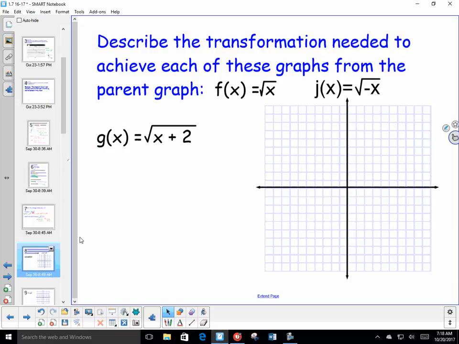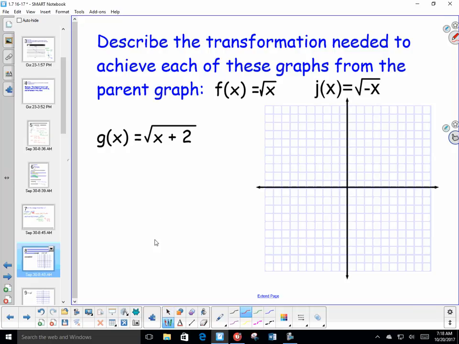All right, let's take a look at this next example. It says describe the transformation needed to achieve each of these graphs from the parent function. So we have f of x equaling square root of x, j of x equaling square root of negative x, and g of x equaling square root of x plus 2. Describe the transformation needed to achieve these graphs.